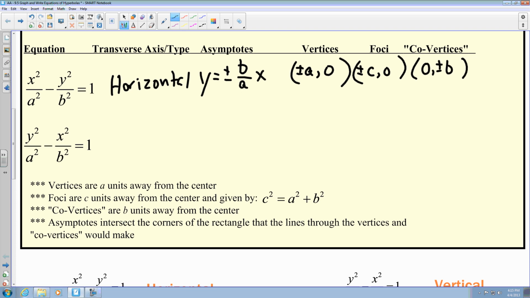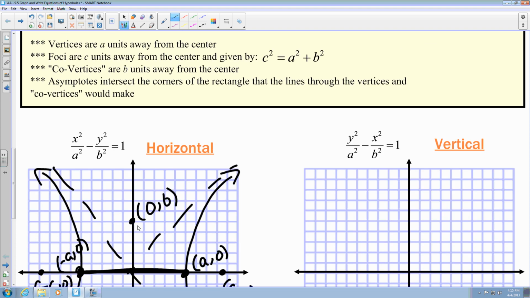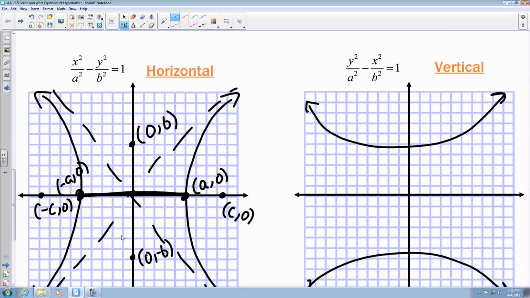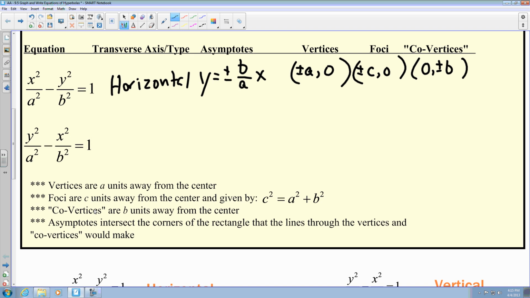So just like we had with our ellipse, we have our vertical hyperbola, which would look something like this. We have our transverse axis, which would be located here, which is denoted by 2 times a, that's the distance, and this would be a vertical line.